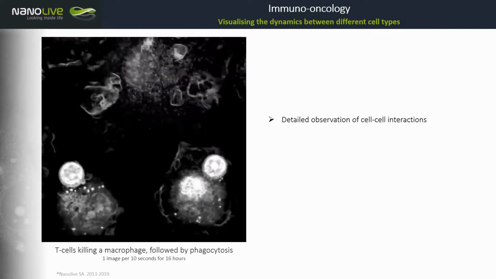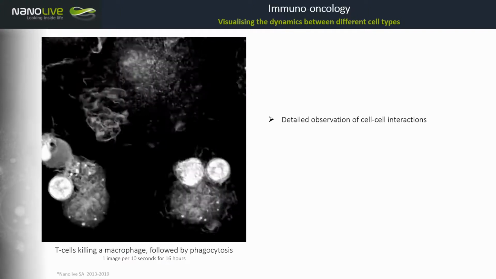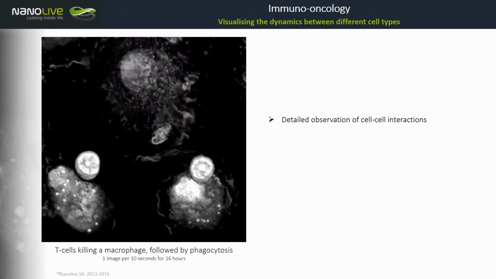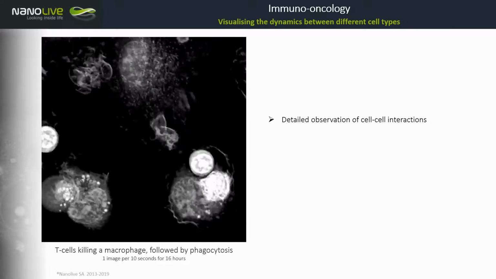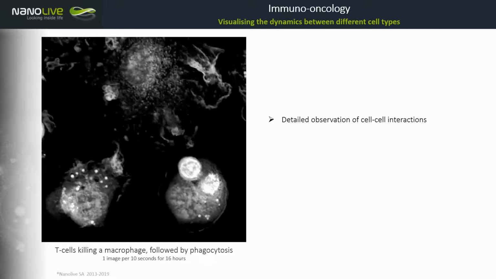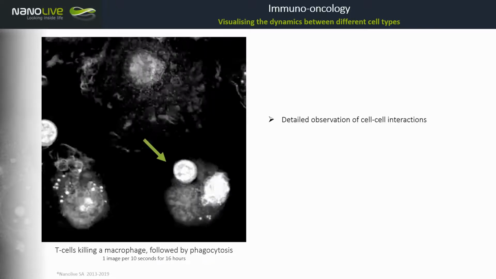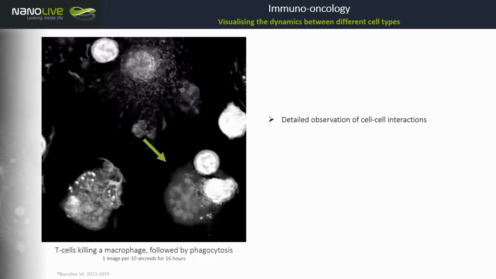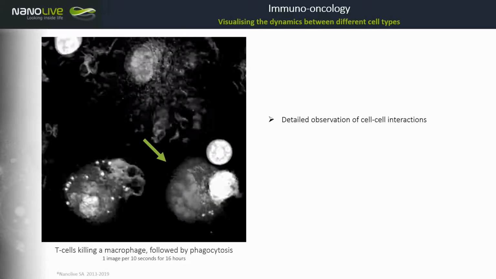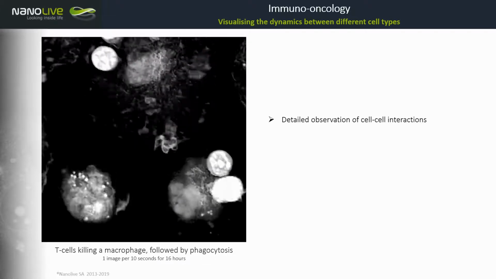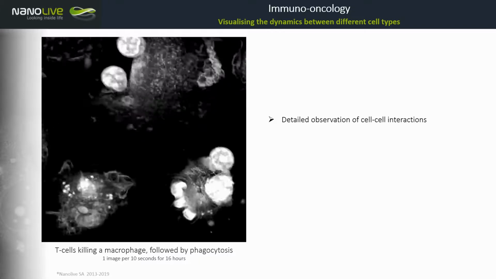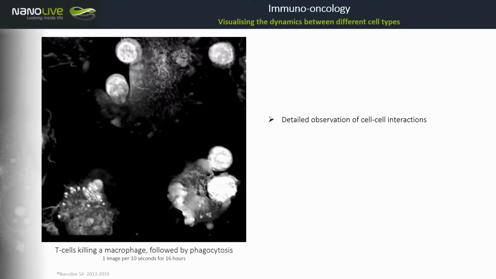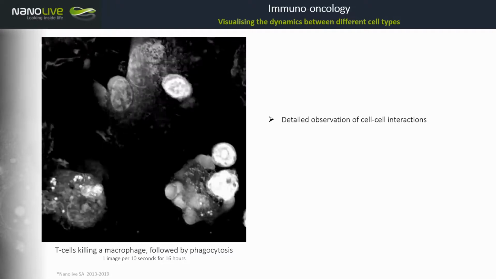The high temporal and spatial resolution of this system therefore enables you to observe interactions between cell types, which is especially important in the field of immuno-oncology. Here, the arrow points to T cells, detecting and killing a target cell. You can see how the intracellular components of the target cell slowly degrade, and typical apoptotic blebs form at the membrane.